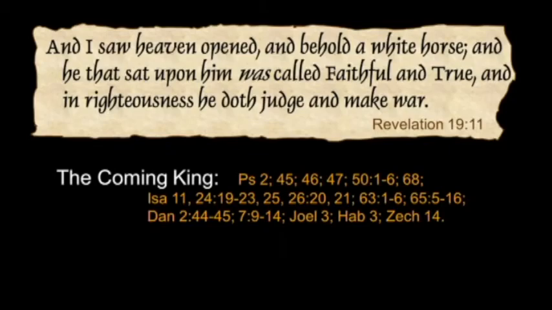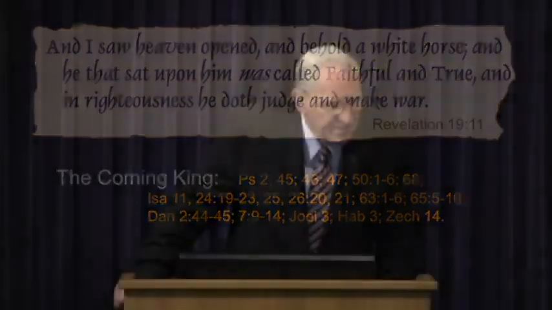But continuing in Revelation 19, he says, I saw heaven open, and behold, a white horse. And he that sat upon him was called Faithful and True. And in righteousness he doth judge and make war. Well, heaven was opened at his baptism, but now it's opened in quite a different way. And it's interesting that when you study the four horsemen of the apocalypse in Revelation 6, the first horseman is on a white horse, and everybody thinks that's Jesus. No, that's a false leader. We published a study called The Five Horsemen of the Apocalypse. Everybody knows about the first four that are listed in Revelation chapter 6.